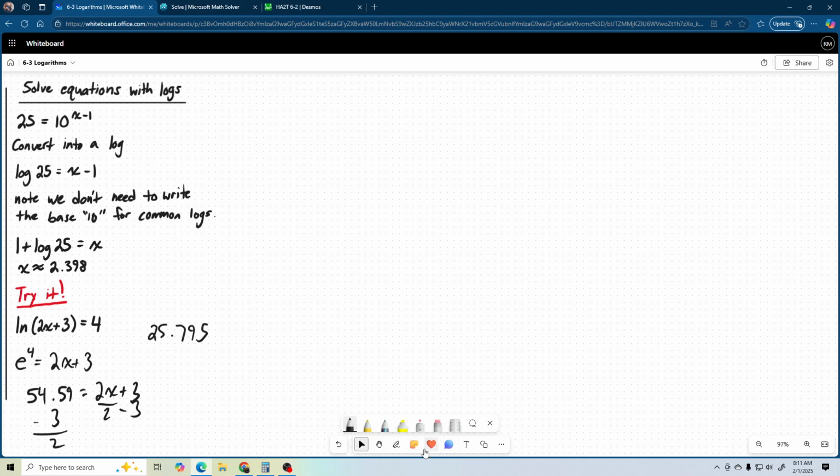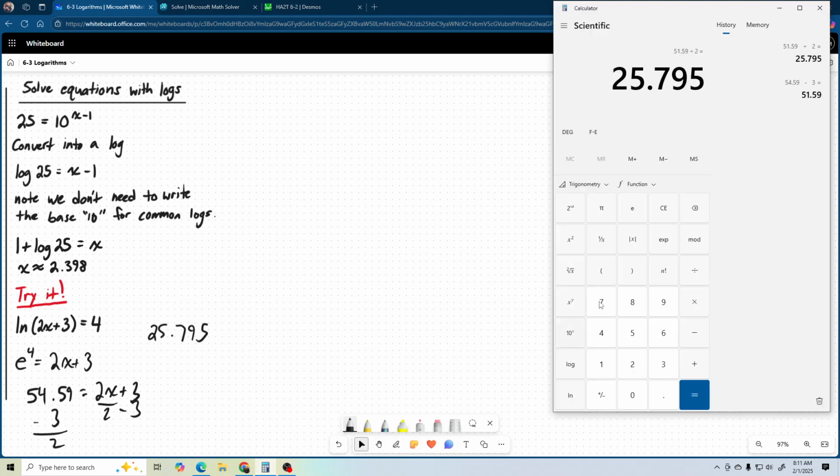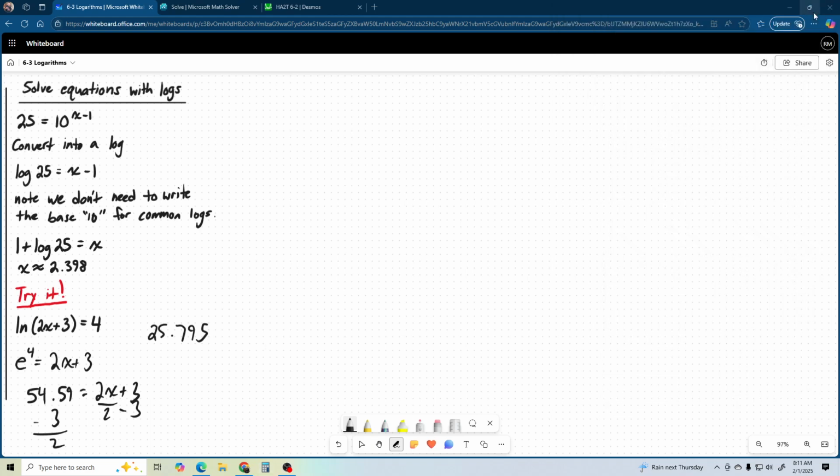Because I want to show you that we can check our work, right? So if we pull back up our calculator, remember that this is what we're determining this x to be, right? So if we plug that in for x, we can show how we could do this. So we can say the ln of 2 times 25.795 plus 3, right? And that should equal e to the 4th, right? Or no, that should equal 4, sorry. We're going back to the original equation, so that should just equal 4.